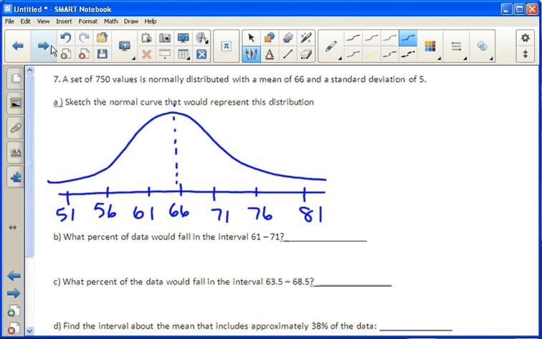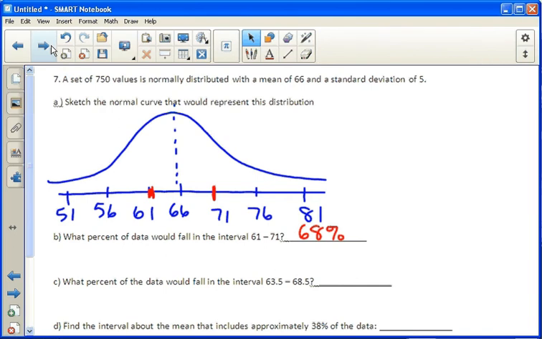So B says, what percent of the data would fall in the interval 61 to 71? Well, 61 to 71 is 1 standard deviation above or below, and as I told you to memorize, 1 standard deviation above or below covers 68%. I will have that one blocked out so you can't see the 1, 2, and 3 on the test tomorrow. Those 3 you have to have memorized.